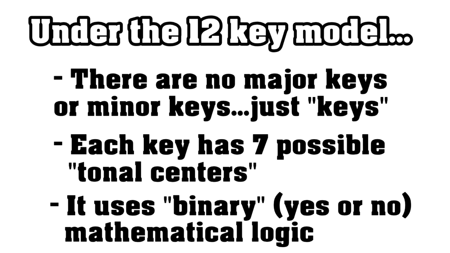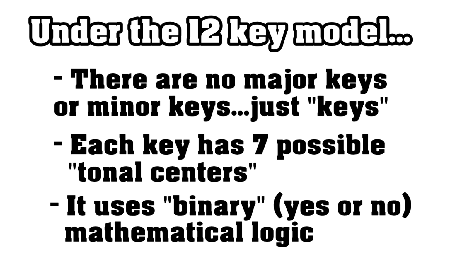So let's now talk about the 12 key model, otherwise known as the 15 key model. In this model, there is no such thing as major keys or minor keys. Instead, there are just keys, and there are 12 of them. Again, if you include those enharmonic equivalent keys, you could potentially have up to 15 keys, but for the sake of simplicity, we're just going to say that there are 12 notes in our Western music system, and therefore there are just 12 possible keys.